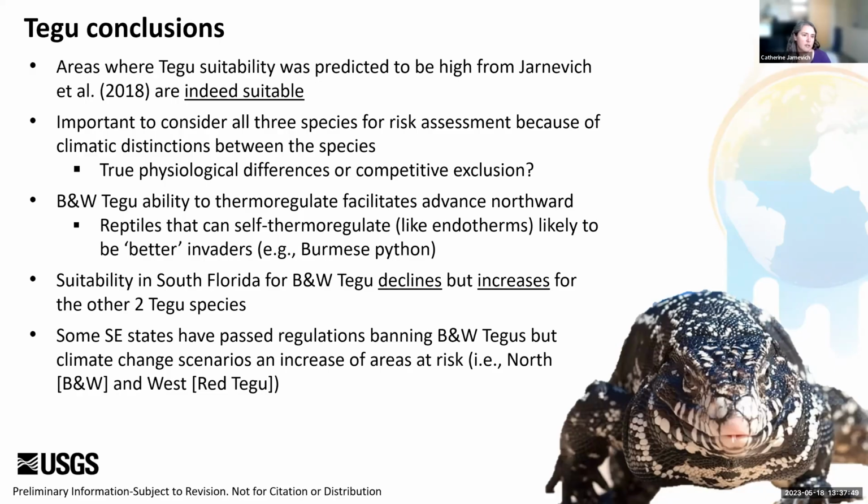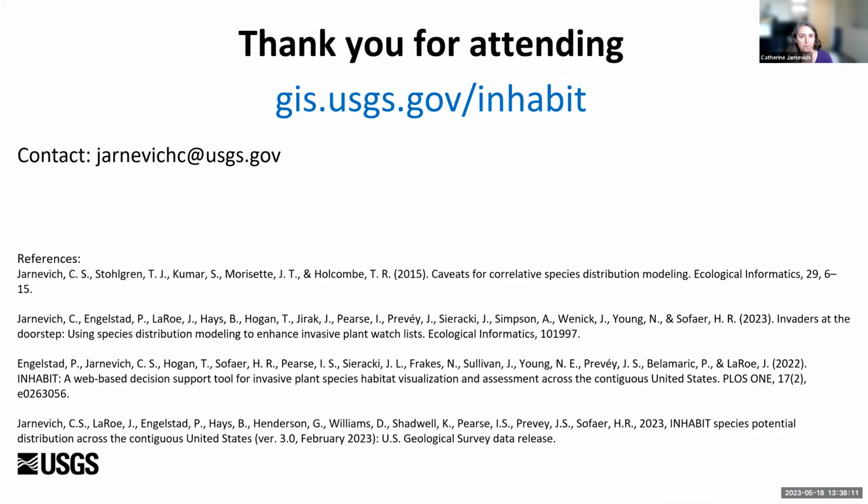And also, since that original 2018 publication, some southeastern states have passed regulations banning black and white tegus, but climate change scenarios show an increase of risk in those farther north areas. And so that may be something that some of those other states may need to be considering. So with that, that's all the slides I have now, and I'd be happy to take some questions.